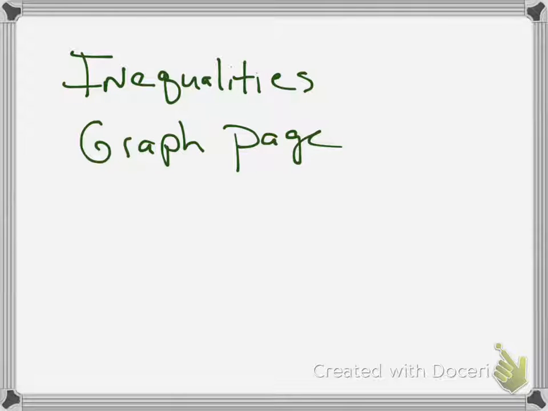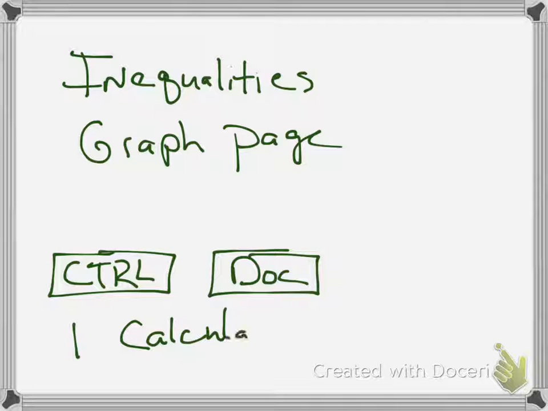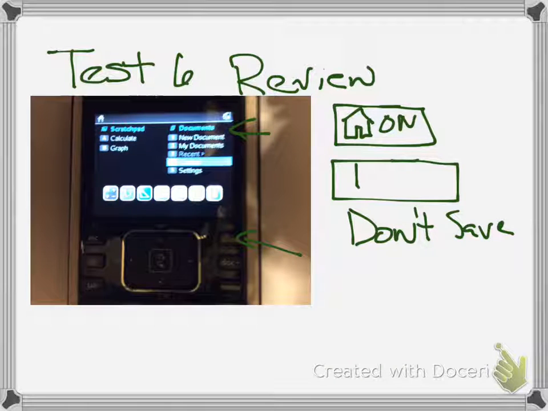Now, if you need to add another page, you can always press Control, which is the blue button, and then Dock, and that will let you add another page, and you can add a calculator page, number 1. Okay, so those should be all the pages you need. But if you ever need to add more pages, you can do that. And then at the end, when you're done, press home, press 1, and don't save. That way it's all cleared out for everybody else.